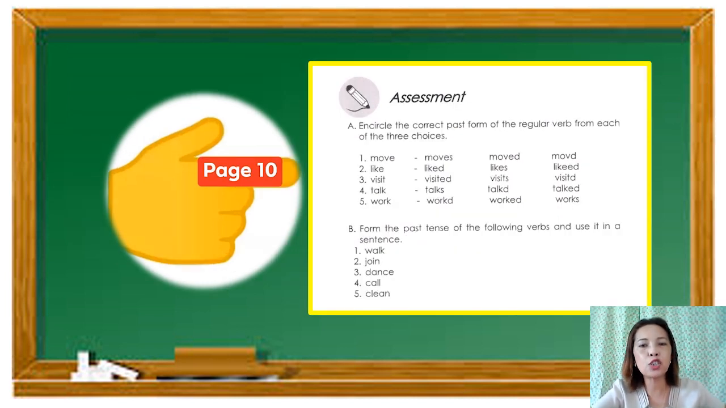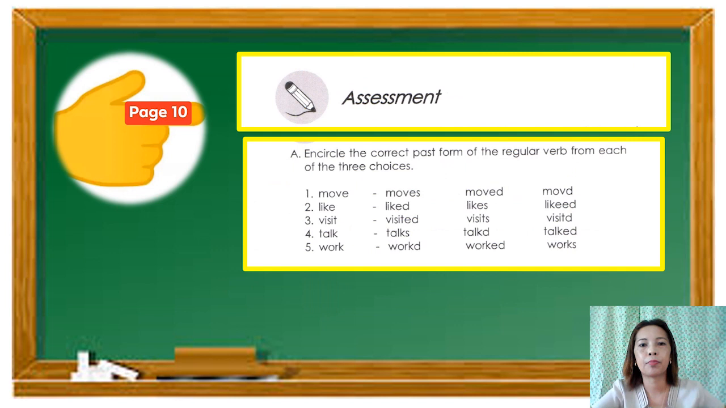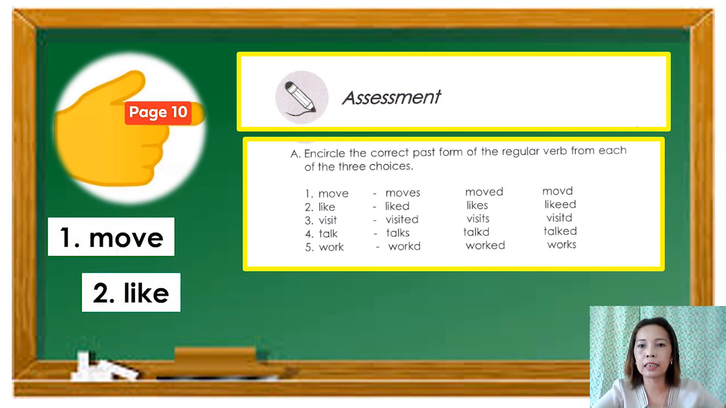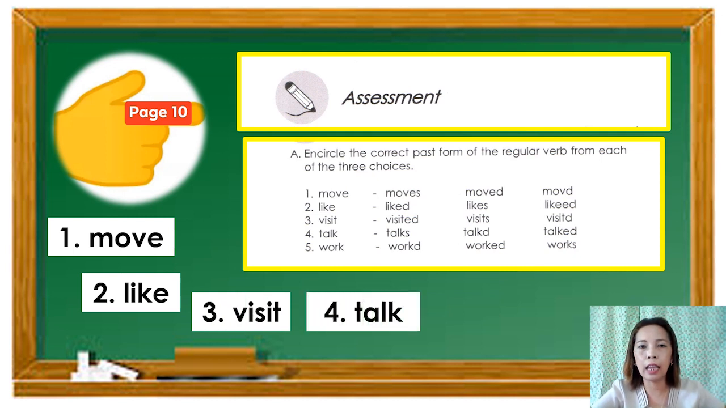On page 10, you can find the assessment with 2 parts. Part A, you have to encircle the correct past form of the regular verb. Look for the past form of the verb. Move, like, visit, talk, and work.